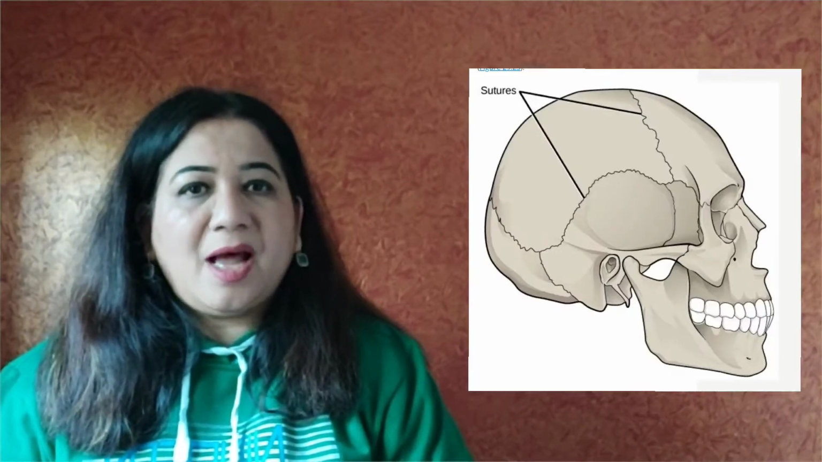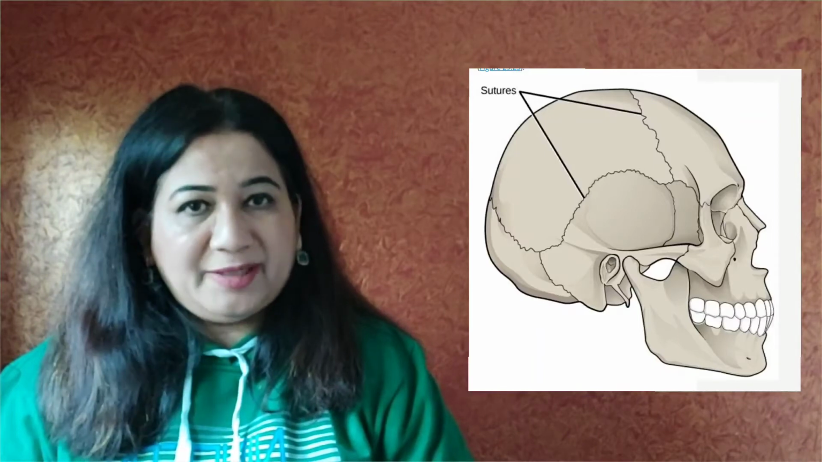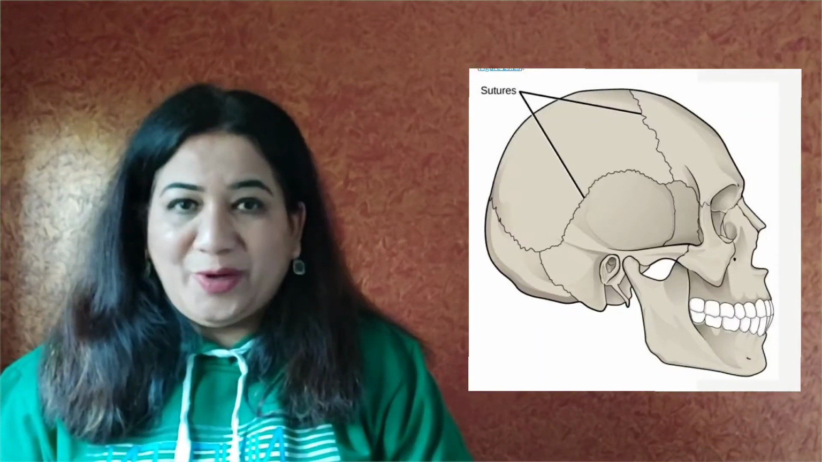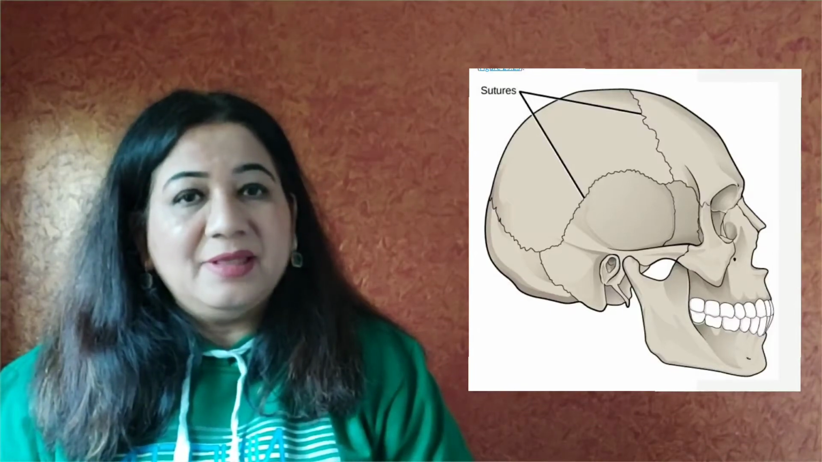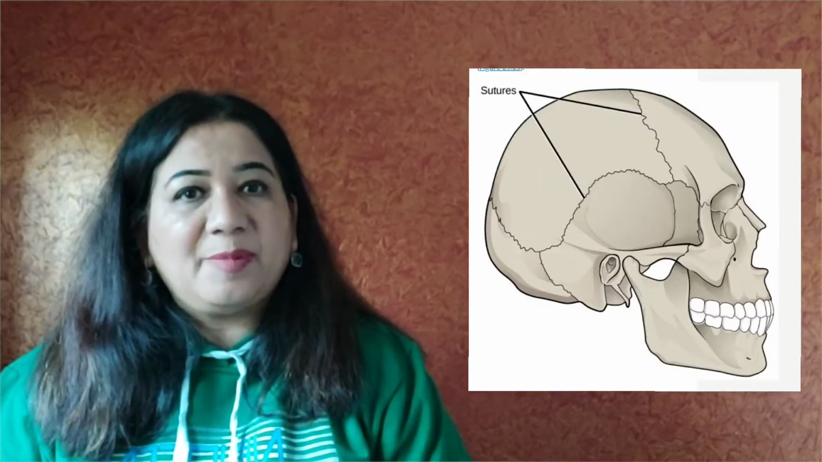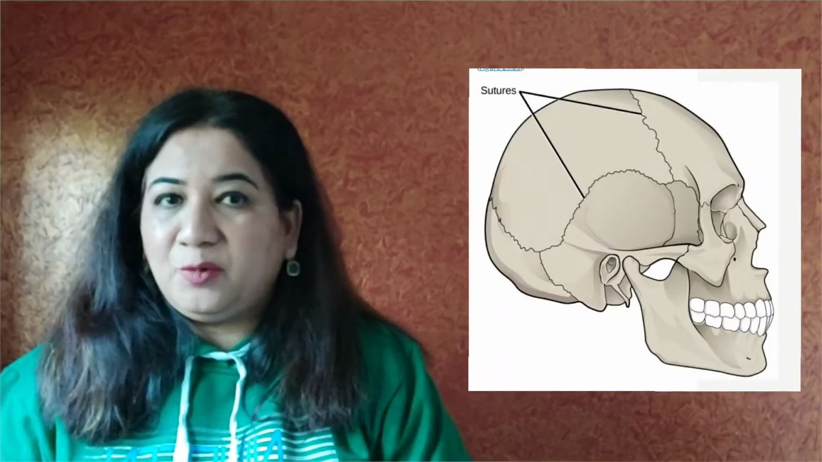Immovable joints are those joints which do not allow any movement. They are also called fixed joints. For example, flat joints called sutures are present in our skull that do not allow any movement.